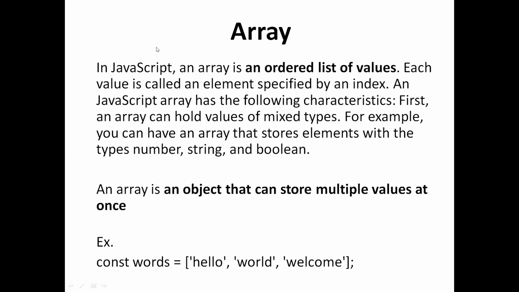So an array is an ordered list of values. Each value is called an element specified by an index. A JavaScript array has the following characteristics. First, an array can hold values of mixed type. For example, you can have an array that stores elements with the type number, string, and boolean. So an array contains multiple types of values.